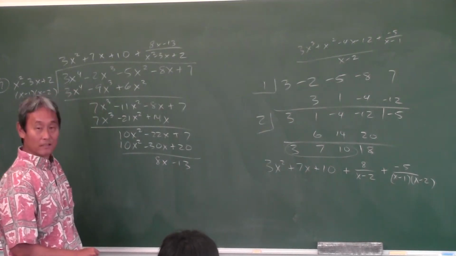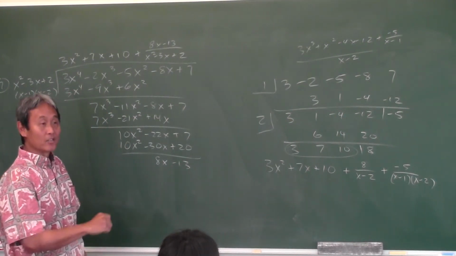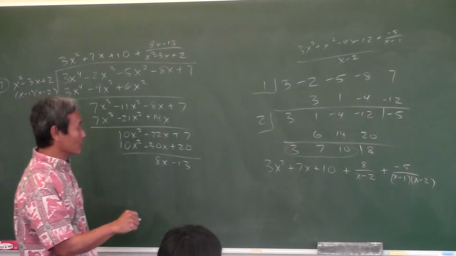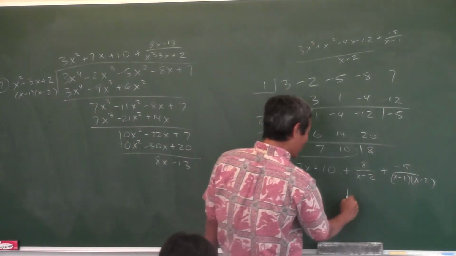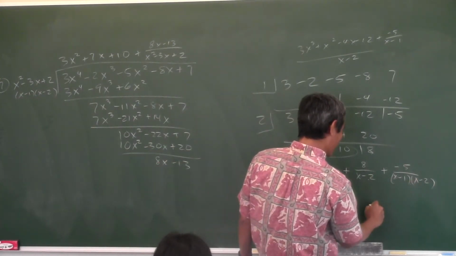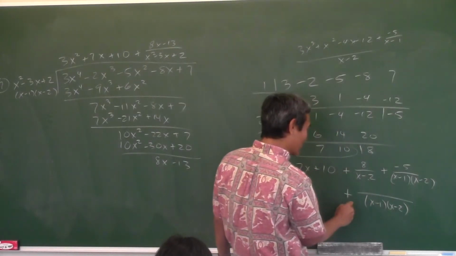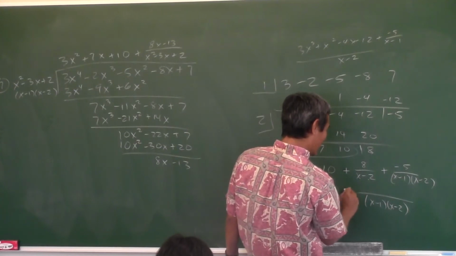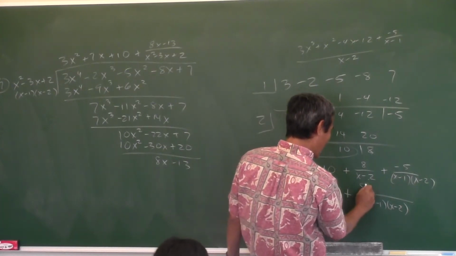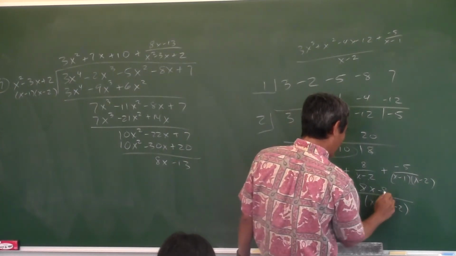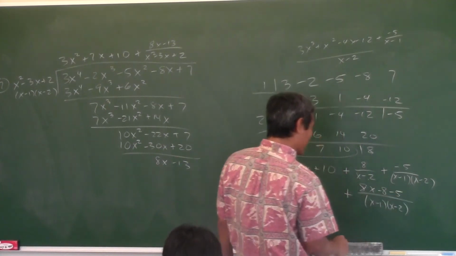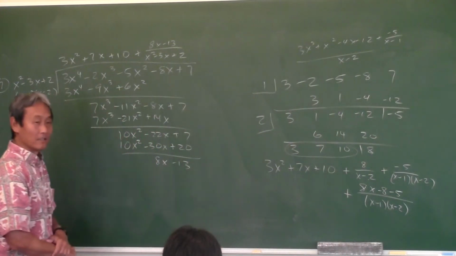You get it? Because you're dividing the whole thing by x minus 2. So, if you were to make a least common denominator for this, you would get x minus 1 times x minus 2, and then in the numerator you would have, what's going to be in the top? 8x minus 8 minus 5, which simplifies to 8x minus 13.